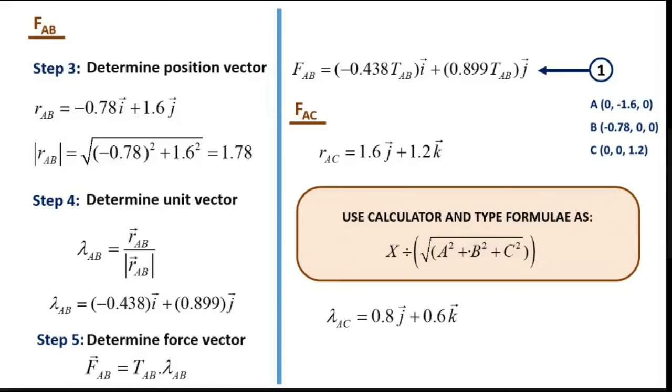Okay. So when I put, I will get again lambda AC, which is equal to 0.86, 0.8 J vector and 0.6 K vector. Force AC again is TAC multiplied by this. This is my second equation. Any doubt in this till now? No, sir. Okay.